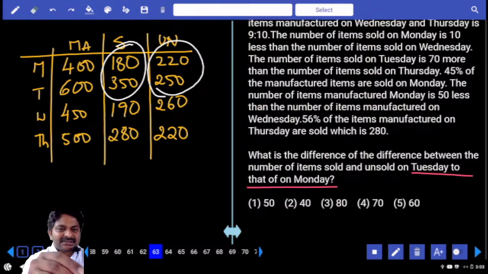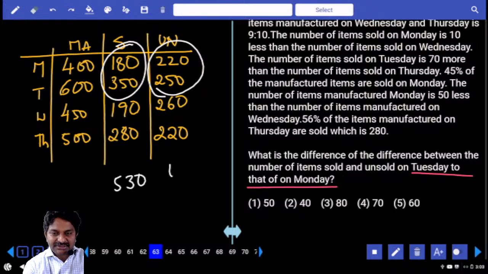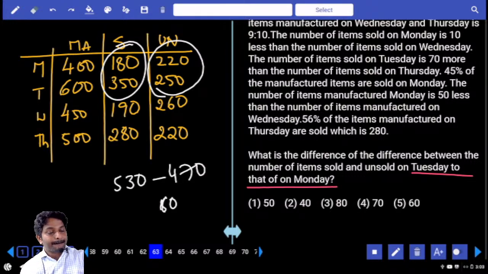No, even in that case also you will not get it. 530, yes, then you are getting 180, 350, 530, unsold in both days, 470, difference 60. What option did they give? 63/5. Yeah, that is what they mean to say.